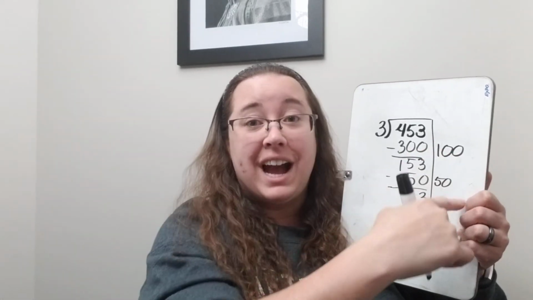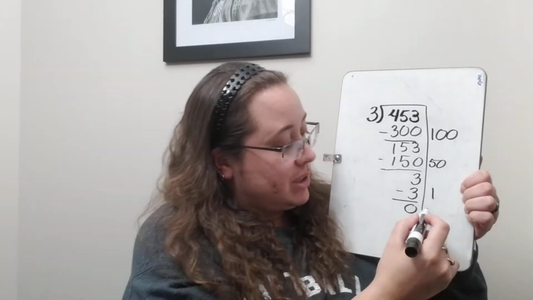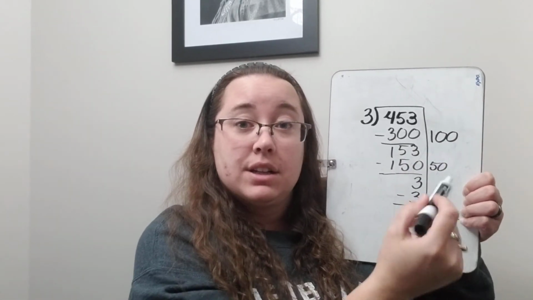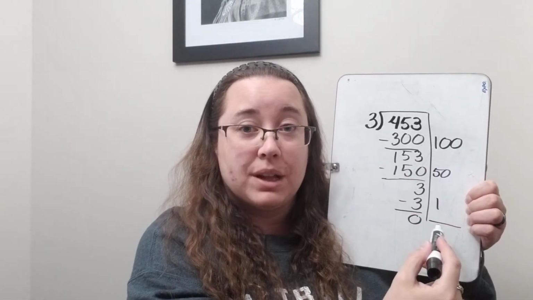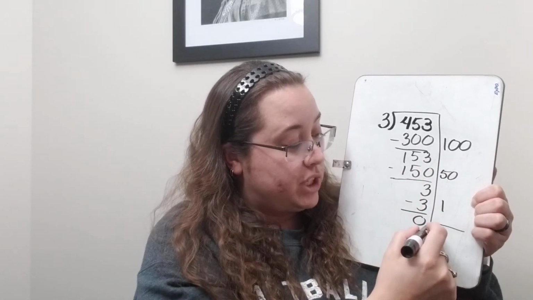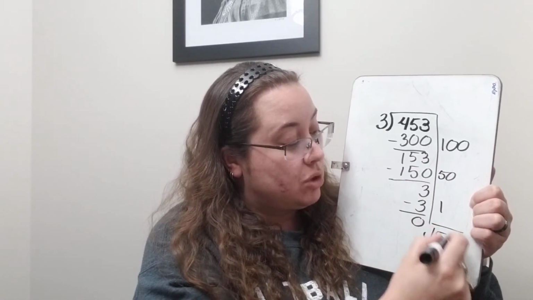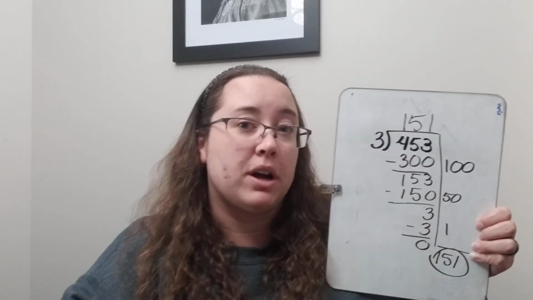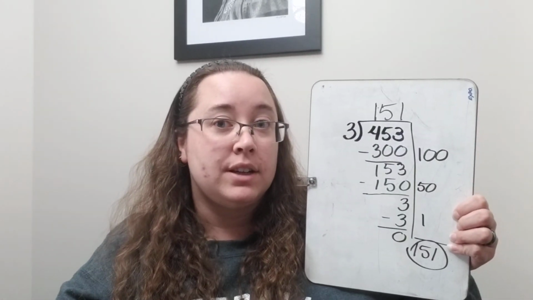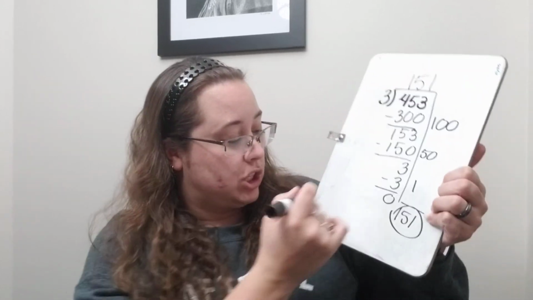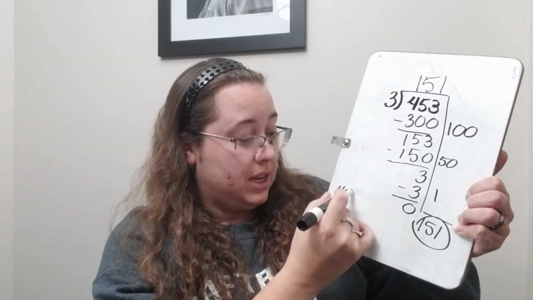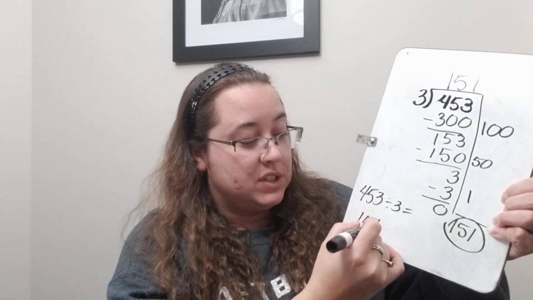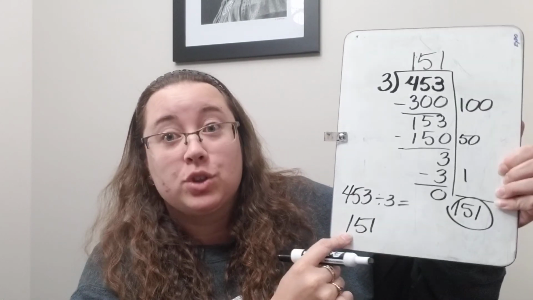Now I just add the friendly numbers I took out. My quotient is made up of these parts, 100 plus 50 plus 1, which is 151. So my partial quotient method came out as the same response as my previous question. So the answer to this question, 453 divided by 3, is 151 using the partial quotient method.